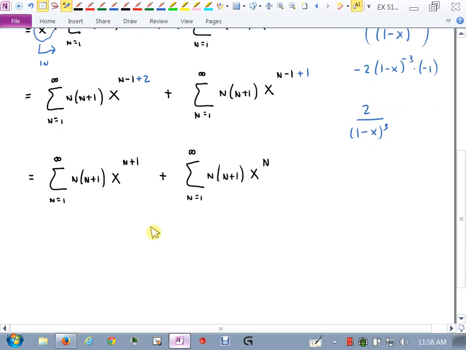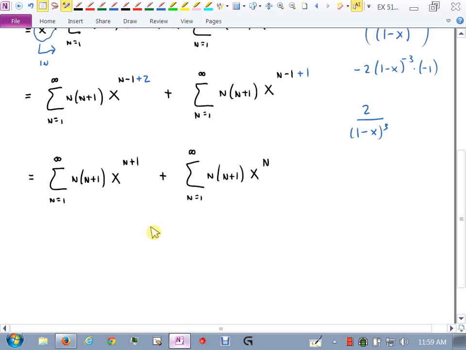Apologize. If I'm going to put these two together, then what I'm really hoping to have is the same power on x. Because remember, I want to be able to factor the x to the n out. The problem I have is that the first one is to the n plus 1, and the second one's to the n. So how could I make this an n, just an n, not an n plus 1?